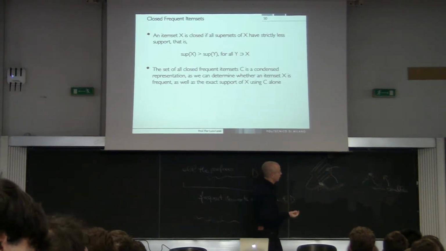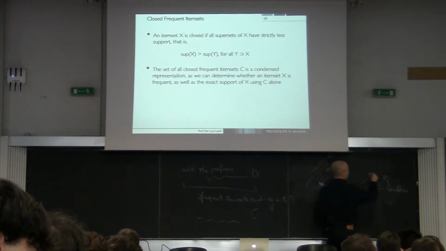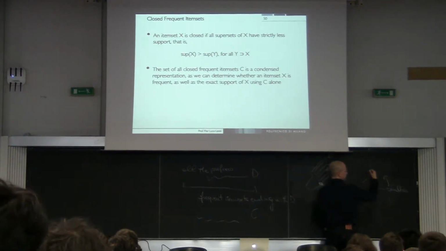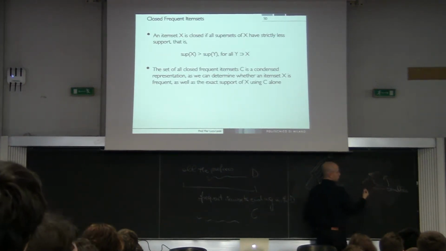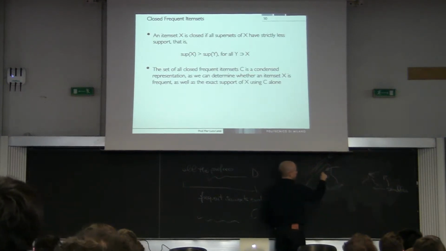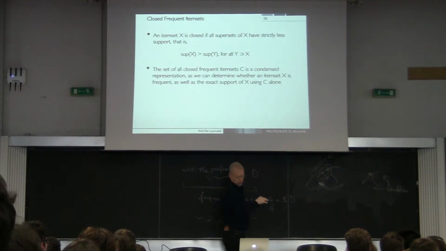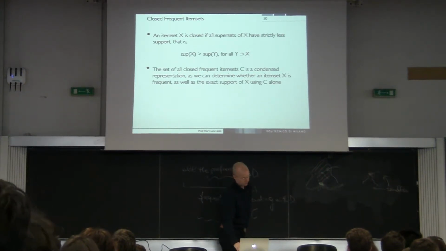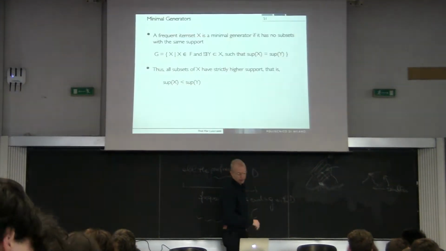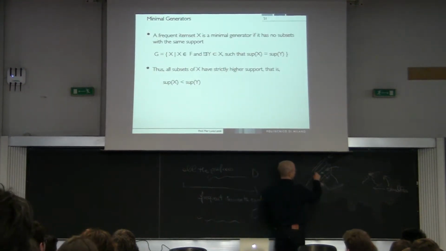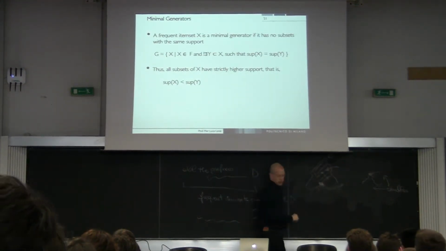What this tells you is that if you know the support here, you know that everything that goes below here is going to be smaller. So it gives you an indication. You are here, and everything that goes there is strictly lower. Something that you cannot say with maximal ones, because everything here will have almost the same support.